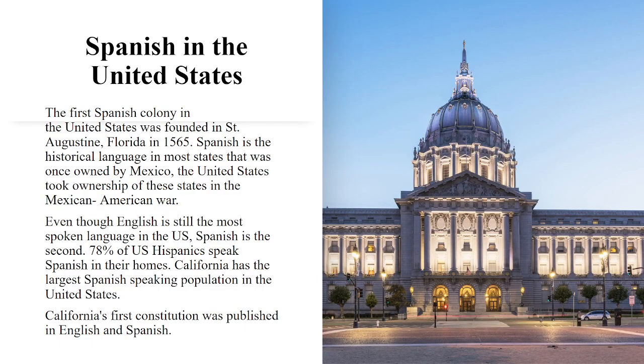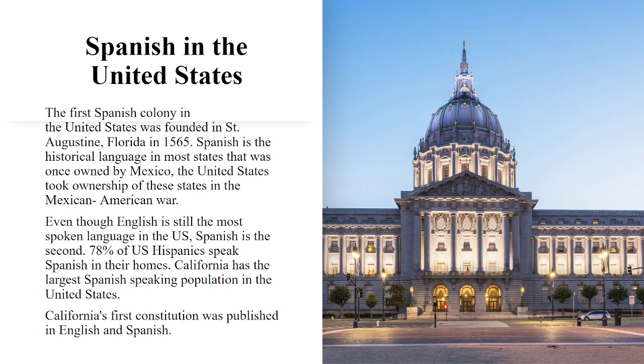Spanish in the United States. The first Spanish colony in the United States was founded in St. Augustine, Florida, in 1565. Spanish is the historic language in most of the states that were once owned by Mexico. The United States took ownership of these states in the Mexican-American War.